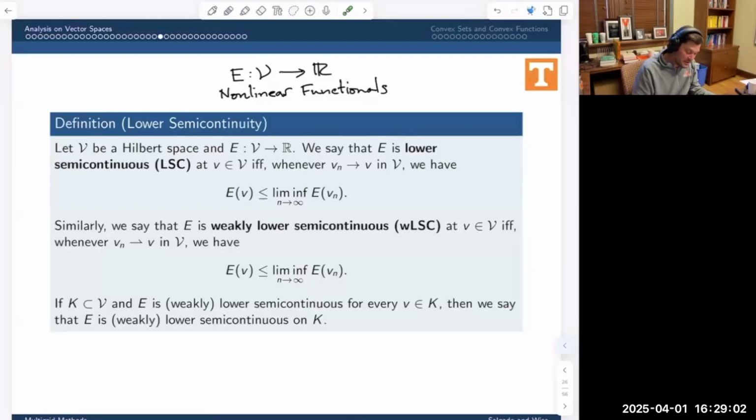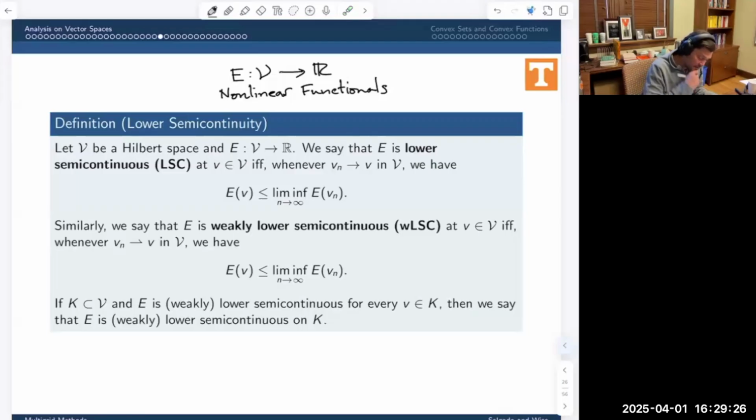It's called a functional because it's going to map an object into R. And this object could be itself a function. So for example, V could be the Hilbert space L2. So I could map functions into R. How would that work? Well, the integral is one good example, but the problem is there, it's linear. So what's an example of a nonlinear functional?